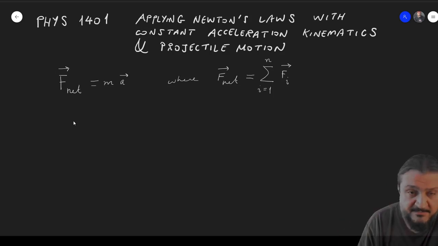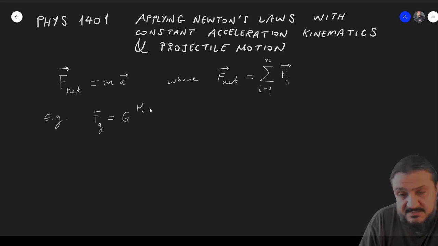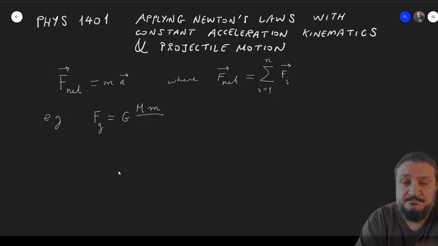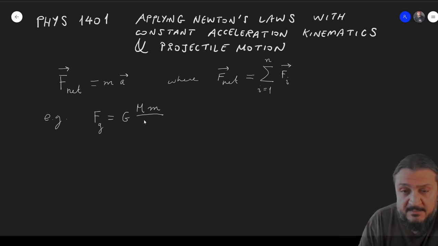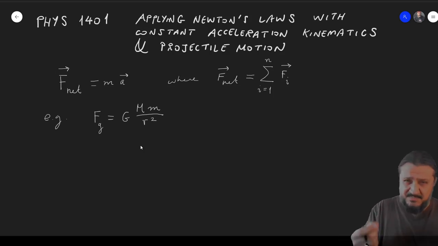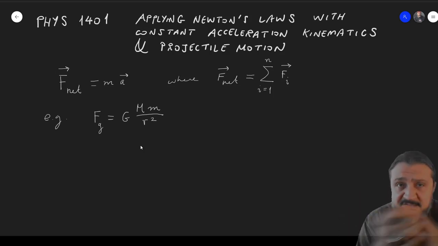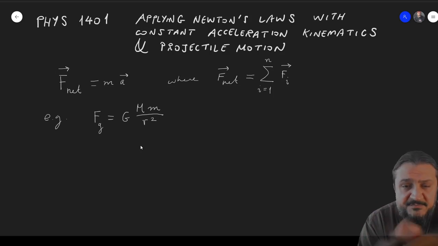For instance, take the gravitational attraction between the Earth and the Sun, which is given by this formula, if you remember. Large M represents the Sun's mass, little m is Earth's mass, and this r in the denominator is the distance between the center of mass of each object. So this gives you the force between the objects.